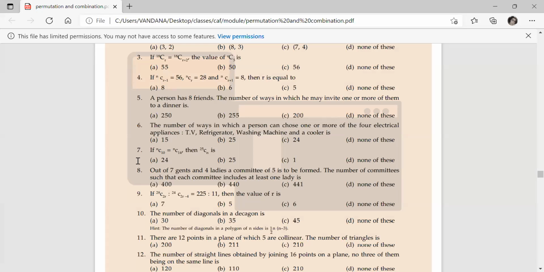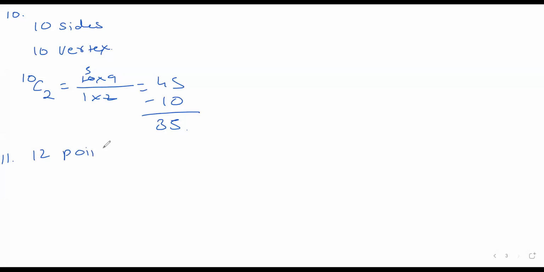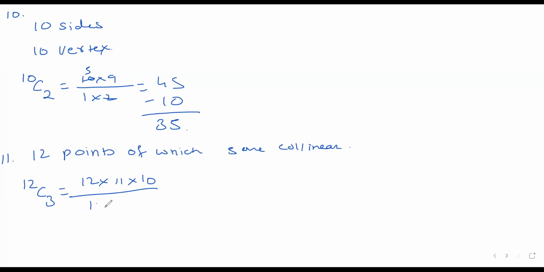They have also given you the hint here. You can follow this formula also, or we can follow the same formula that we have used. There are 12 points in a plane, of which 5 are collinear. The number of triangles. 12 points, of which 5 are collinear. We want to find out the number of triangles. To form a triangle, we need 3 points. So out of 12, we'll select 3 in 12C3. 12 into 11 into 10 upon 1 into 2 into 3, is total 220.